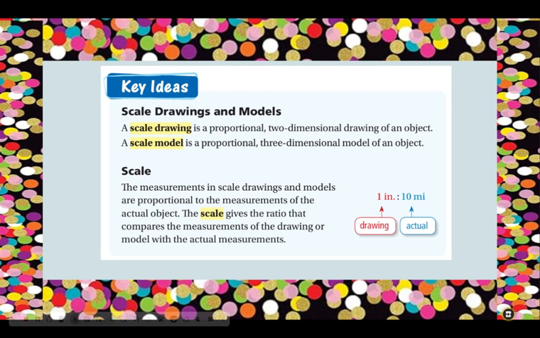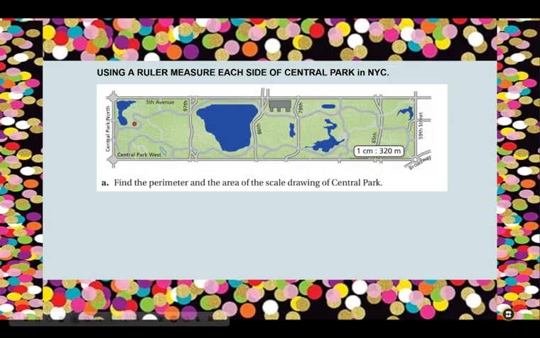Okay, then we have scale. The scale is the measurements. In scale drawings and models, they're proportional to the measurements of the actual object. So the scale gives the ratio that compares the measurements of the drawing or model with the actual measurements. So when we make our proportions, it's drawing or the model on top, which is your numerator, to the actual, which will be our denominator.